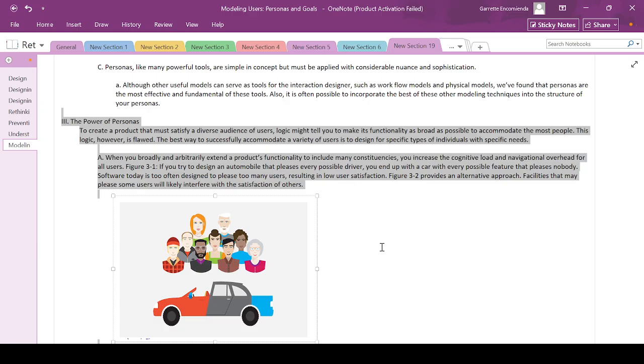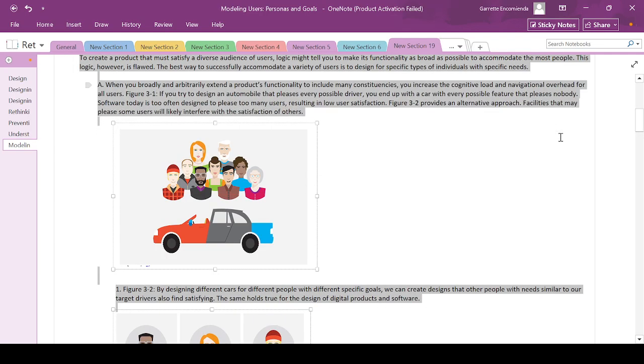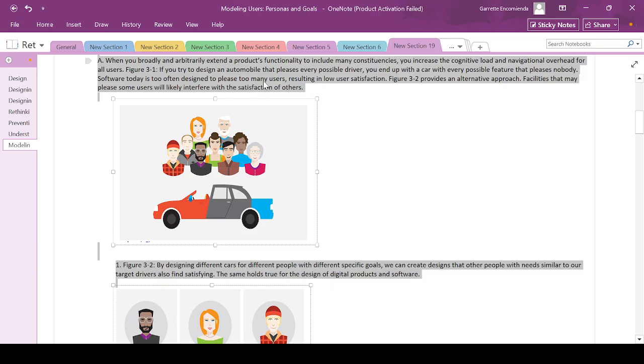So therefore, once we redesign that feature on a web application, it ends up losing revenue rather than adding. When you broadly and arbitrarily extend the product's functionality to include many constituencies, you increase the cognitive load and navigational overhead for all users. Figure 3.1: if you try to design an automobile that pleases every possible driver, you end up with a car with every possible feature that pleases nobody.